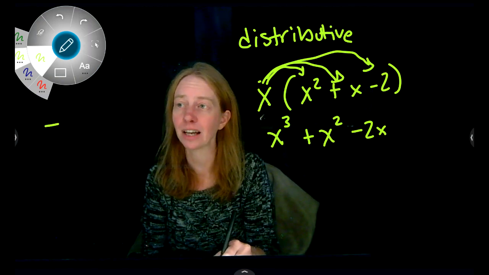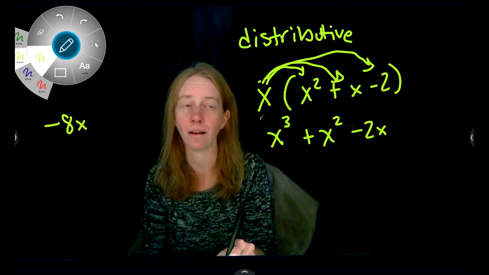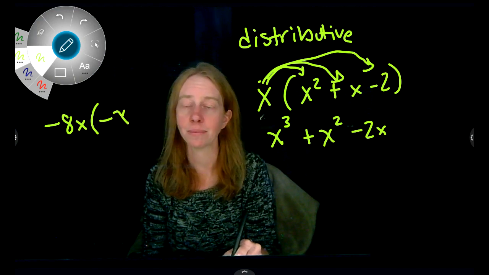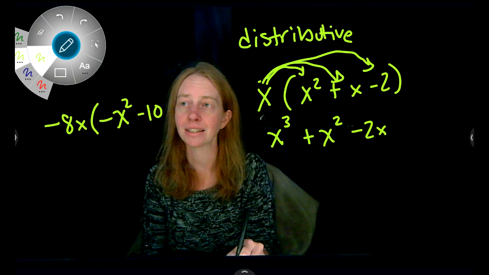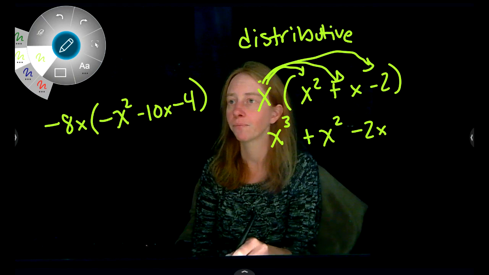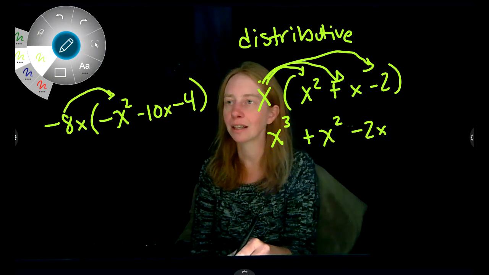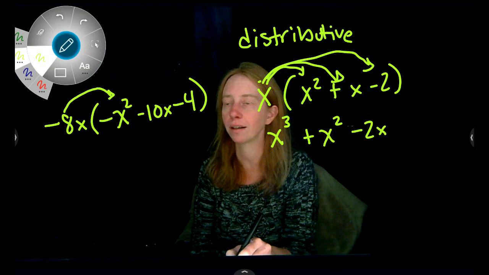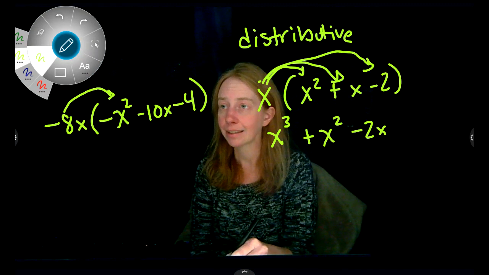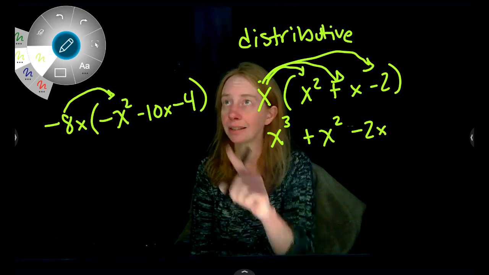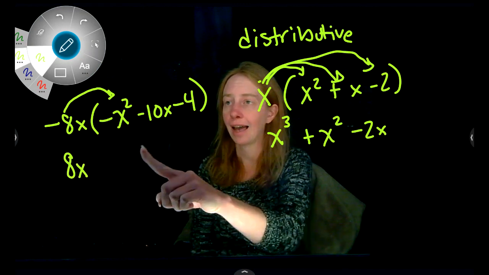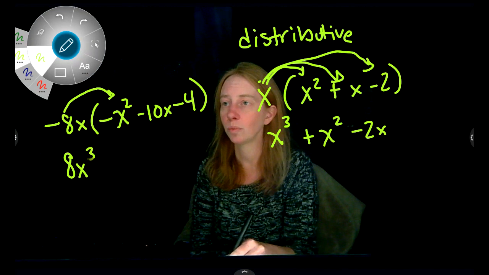Here's another example. This time I've got a coefficient out front as well. That's that leading negative 8. So minus 8x times (negative x squared minus 10x minus 4). Lots of negatives in here we're going to pay attention to. So we're going to take this negative 8x and we're going to multiply it by negative x squared. So negative times negative, we're going to have a positive. 8 times the 1 that's out in front of this x squared that's silent. So we have positive 8x. X times x squared is x cubed.